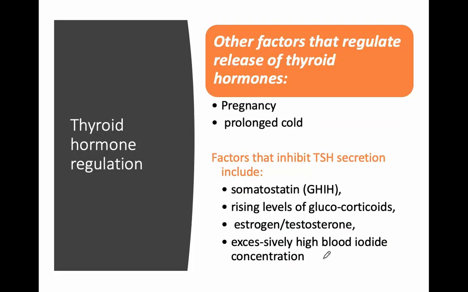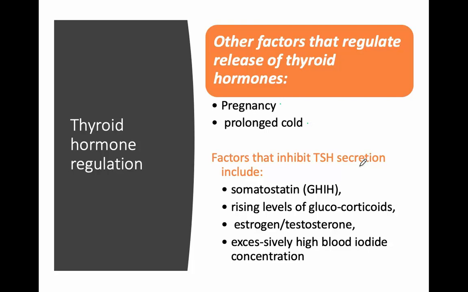Things that are going to increase our thyroid stimulating hormone, things like pregnancy. You obviously need to up your metabolic rate if you're going to grow another human. So not surprising, we see an increase in our thyroid stimulating hormone coming from our anterior pituitary. And then prolonged cold. So when we look at the pathologies, we discover that one of the problems with people who don't have enough thyroid hormones is that prolonged cold will actually put them into a crisis situation because you use up all of those thyroid hormones really quickly. So being in the prolonged cold can be detrimental in a lot of cases.